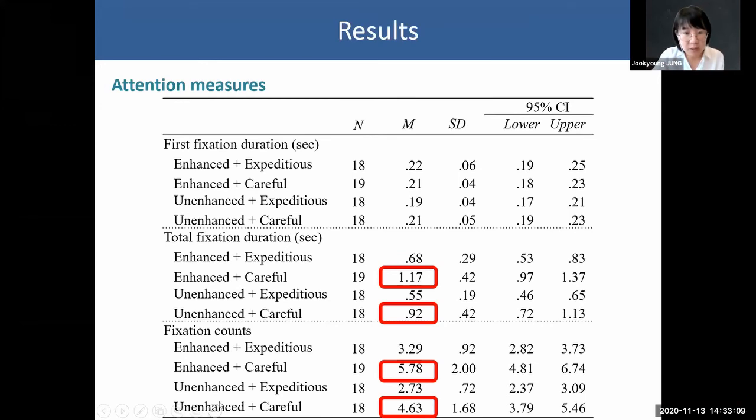As you can see here, in the case of the enhanced plus careful condition, the number was the most significant. As you can see here, 1.17 and 5.78. So in this condition, the indices were the greatest.